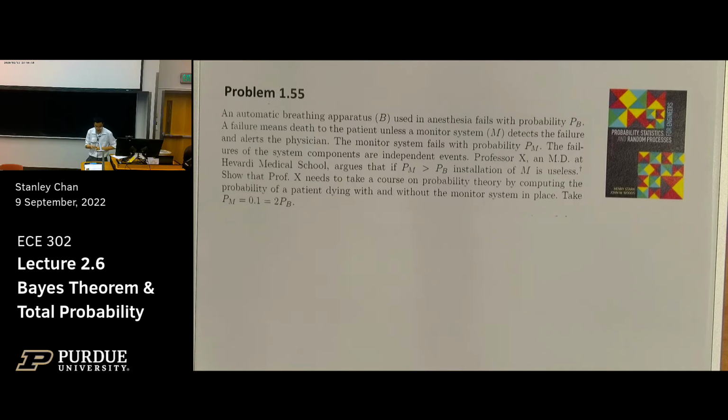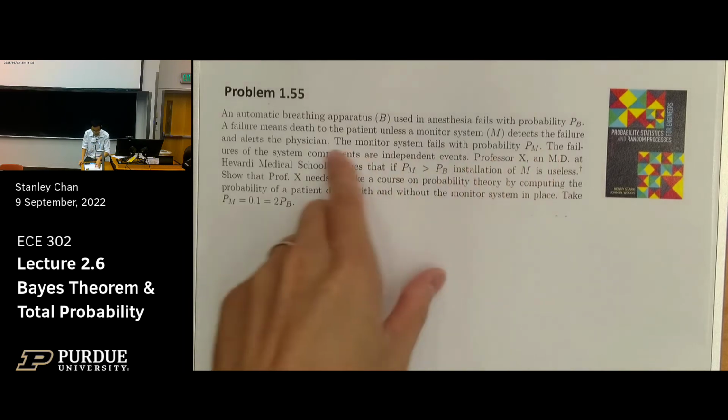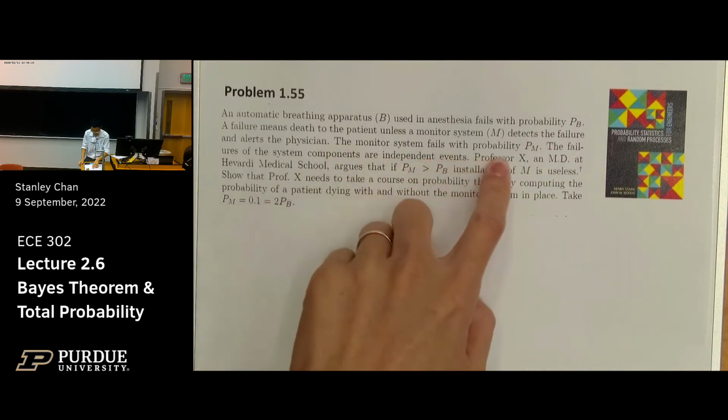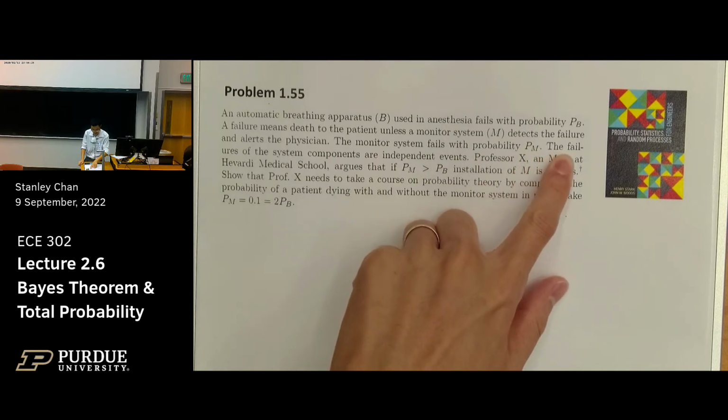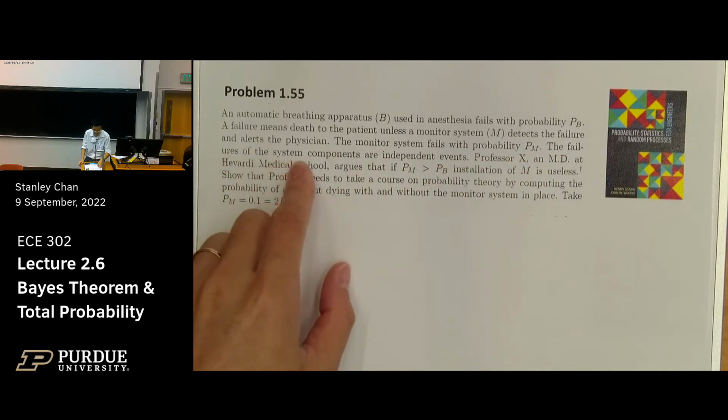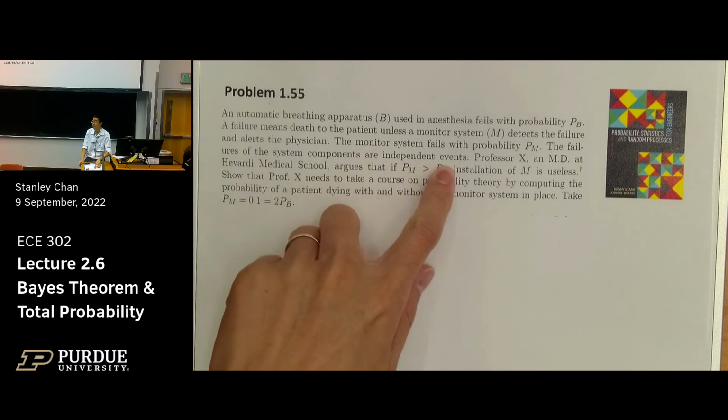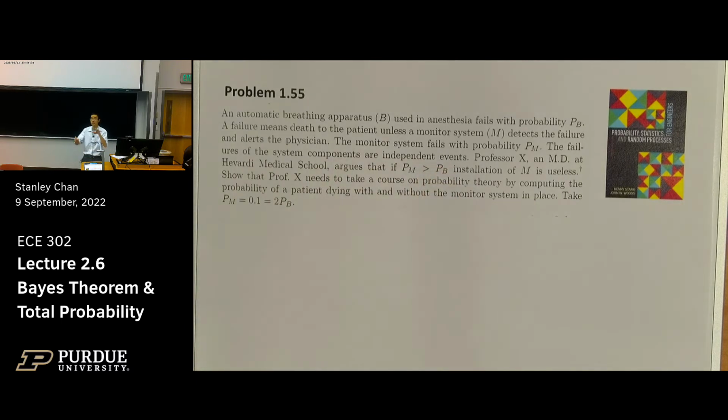Okay, all right. So the monitor system fails with probability PM. The failures of the systems are independent events. So these are just two completely different systems. One failing will not affect the other failure. Okay, so just to make it clear.